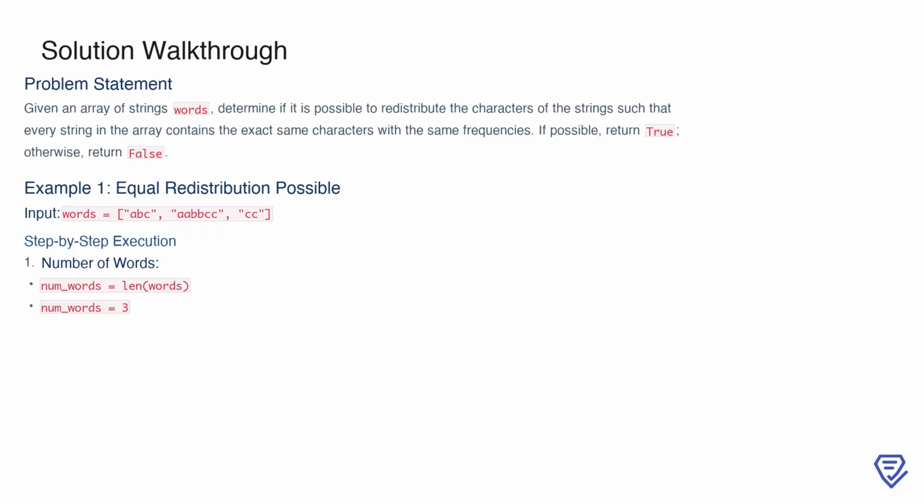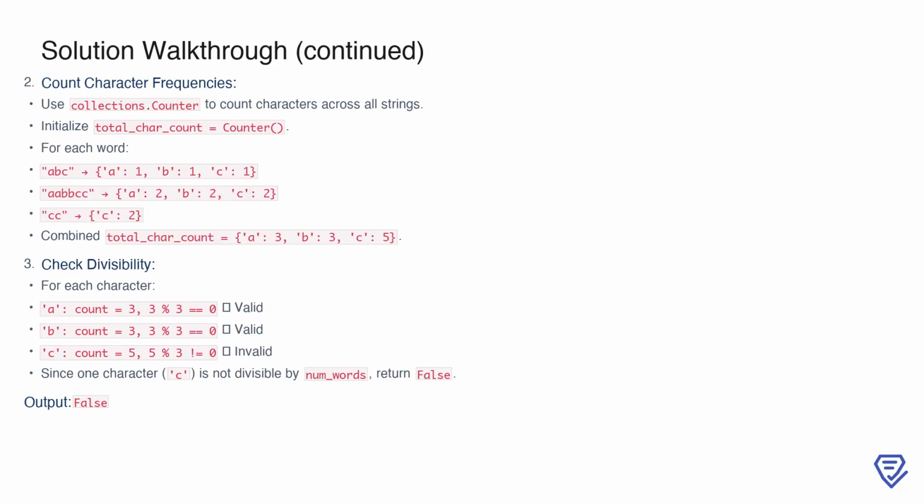Next, we need to carefully analyze the character frequencies across all the strings in the array and verify if the redistribution can be done evenly. To solve the problem, we begin by calculating the total character frequencies across all strings in the array using the Counter class from the collections module. First, we initialize total_char_count as an empty Counter. Then, for each word, we count its character frequencies individually. For the word "ABC", the frequencies are A: 1, B: 1, C: 1. For "ABC" again, we get A: 2, B: 2, C: 2. Finally, for "CC", the frequencies are C: 2.